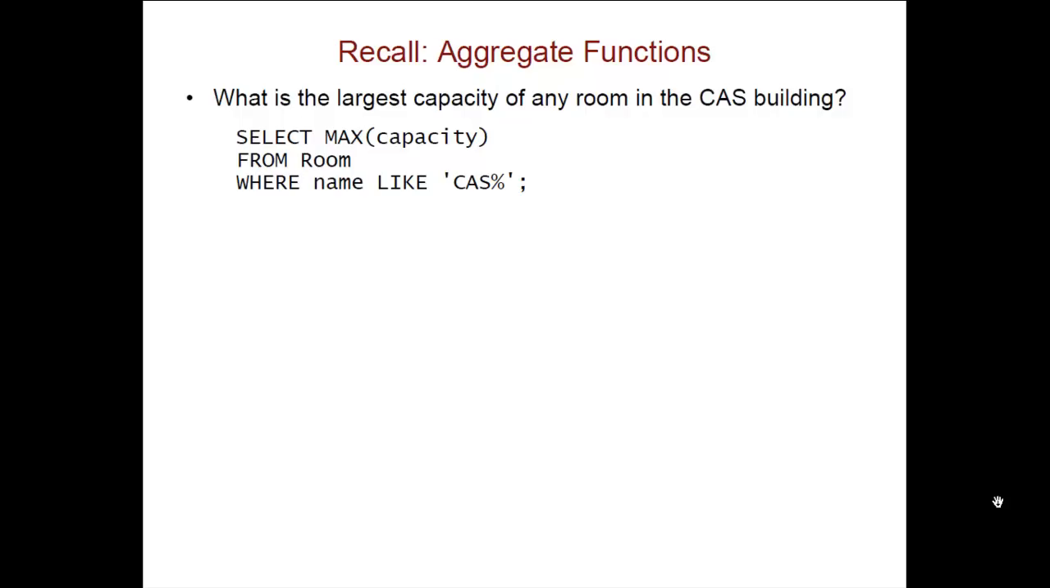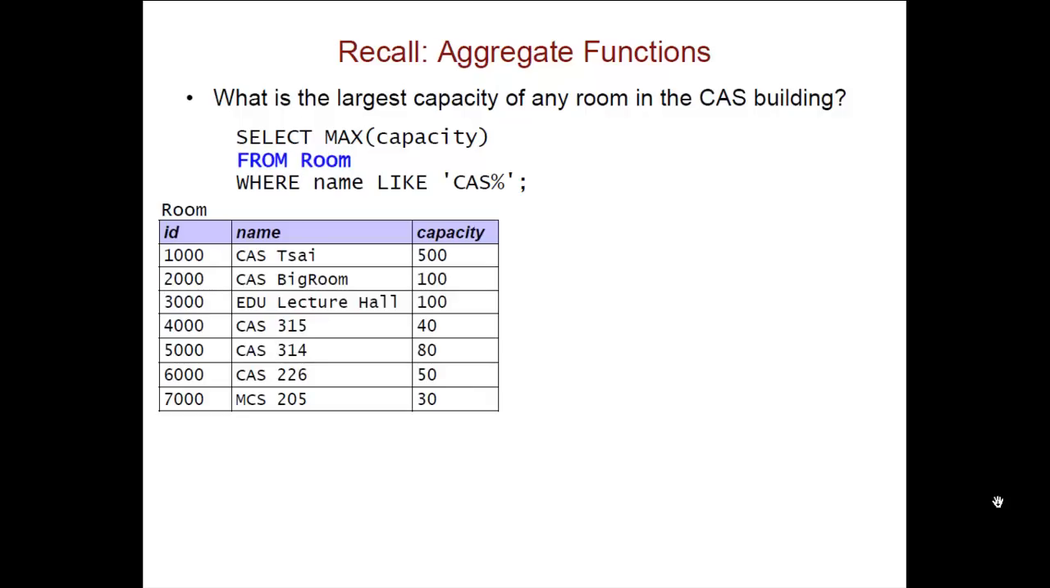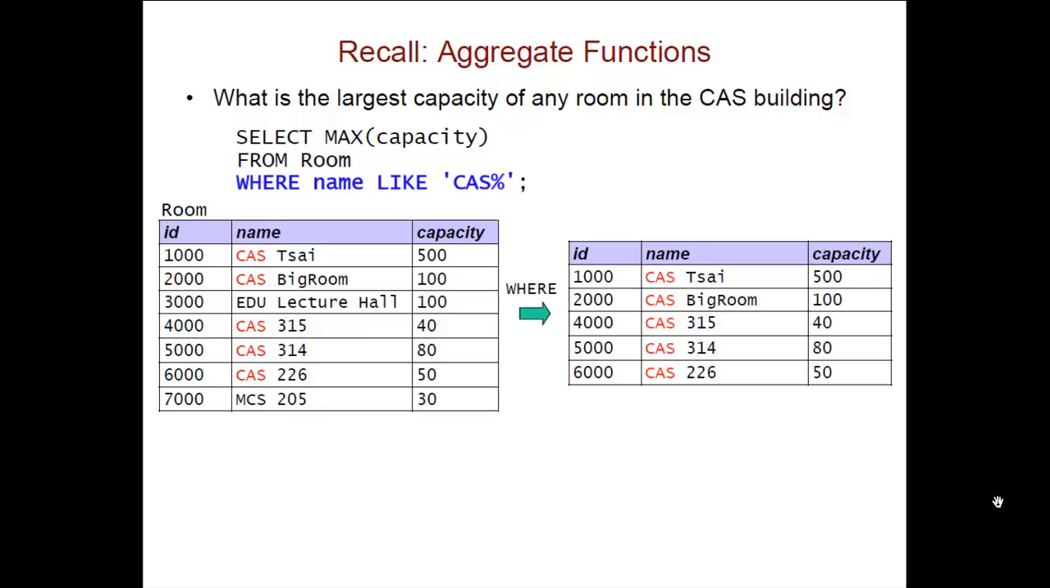The from clause gives us the full room table. We then use a where clause that includes the like operator, and so we do pattern matching to get all rows in which the name of the room begins with the letters CAS. And then finally, the select clause has our aggregate, the max aggregate function, that will take the 5 capacities that were selected by the where clause and extract the largest of them, which is 500 in this case.